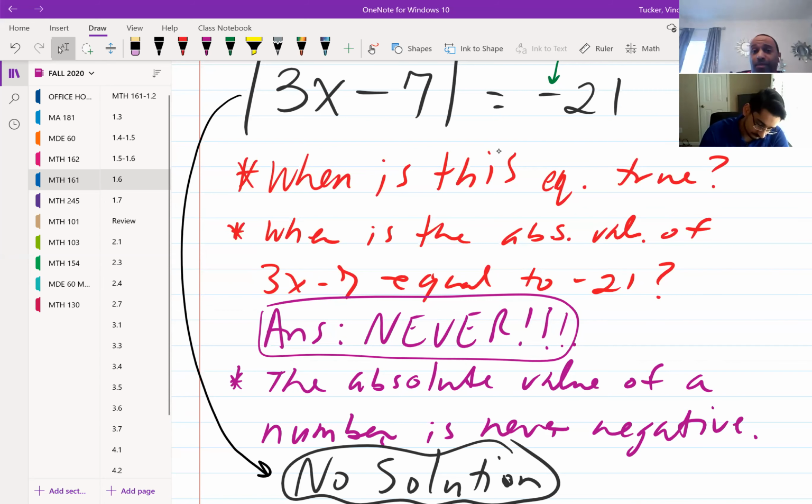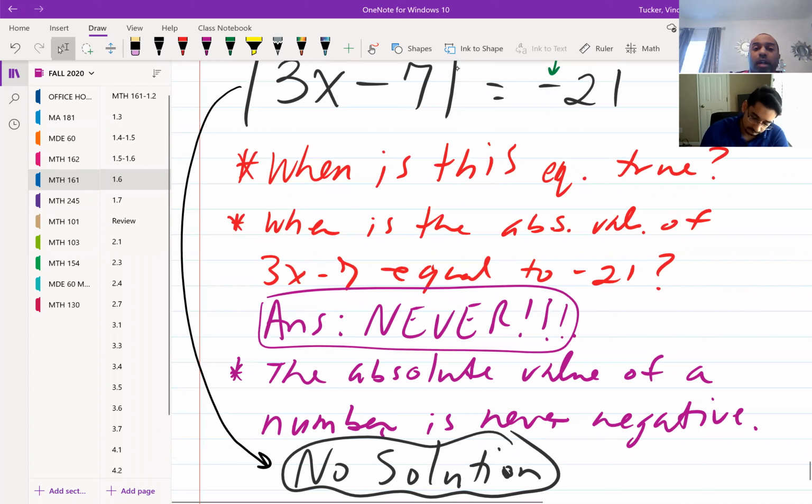You recognize that the absolute value is set equal to a negative number. The absolute value can never result in a negative outcome. There you go. So your answer is that there is no solution. This can never be true.